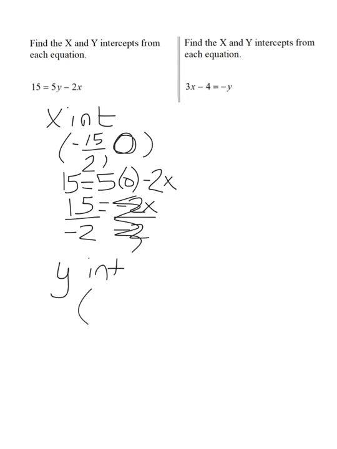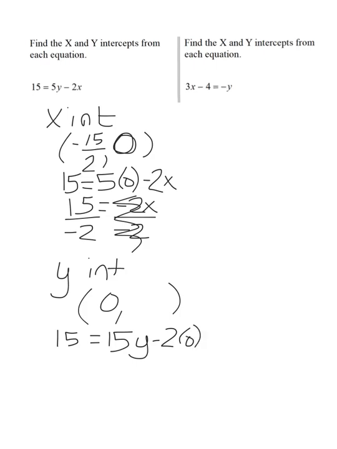Now my y-intercept. In the y-intercept, the x value was 0. We're looking for the value of the y. So therefore, now in that equation, I'm going to make the x is 0.